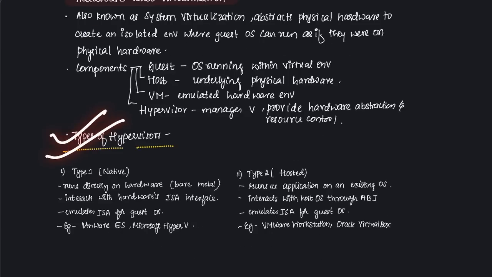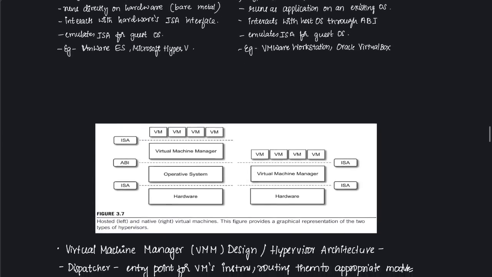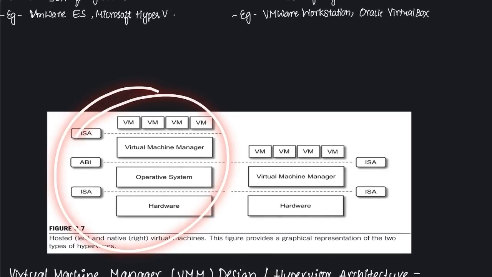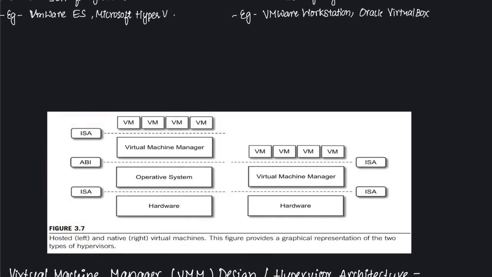Now let's look into the types of hypervisors. There are two types of hypervisors called type 1 and type 2. Type 1 are the native hypervisors and type 2 are the hosted ones. Here in this figure we can explain it properly. On the left side we have the hosted virtual machines, and on the right side we have the native virtual machine.